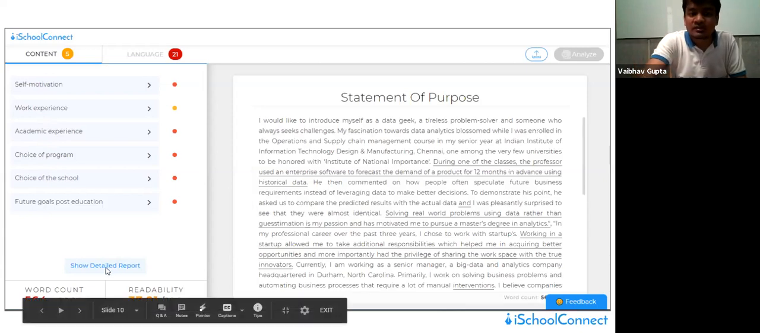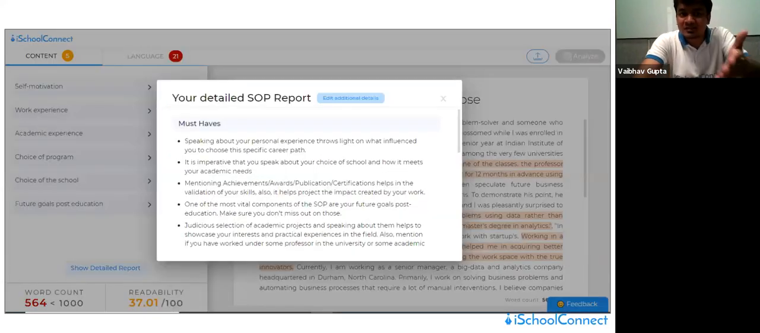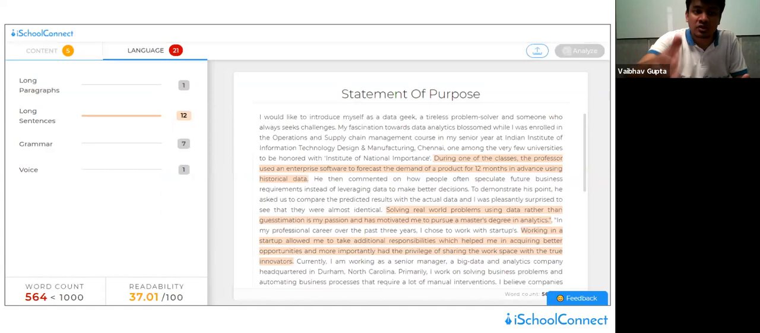There's a detailed report section wherein you can view what your peers have written who are applying to a similar university, a similar program. And it will give you feedback. It will ask you questions, that you haven't written about this, write this, incorporate this. It not only analyzes word count and readability. You have to speak about the must-haves. The tool analyzes these, the options you want to show in your SOP. So this is a very helpful tool which you should actually utilize.